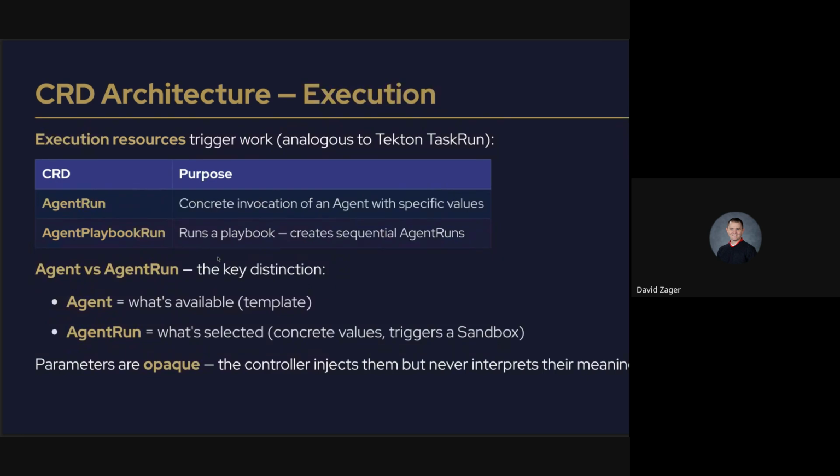For the execution resources, there's an analog to what's happening with Tekton, the task run and pipeline runs. The agent run is a concrete invocation of an agent with specific values. And a playbook run is a very similar concept, but a sequential set of agent runs.